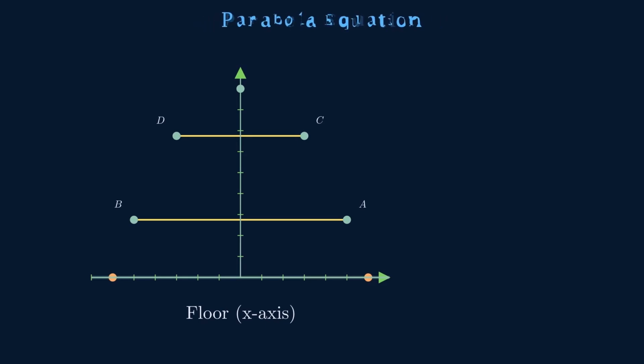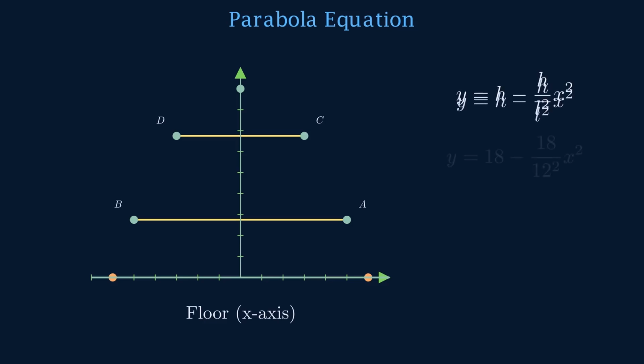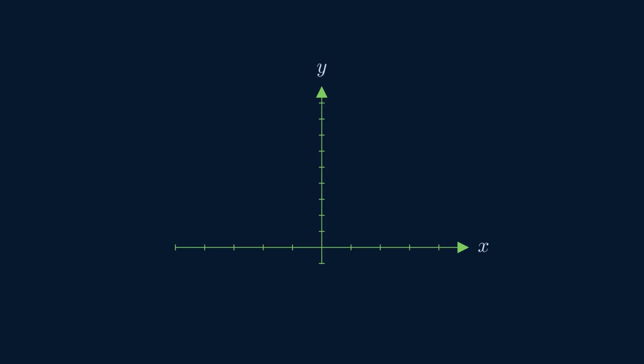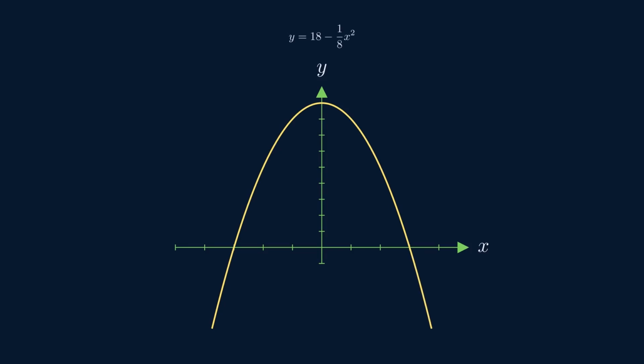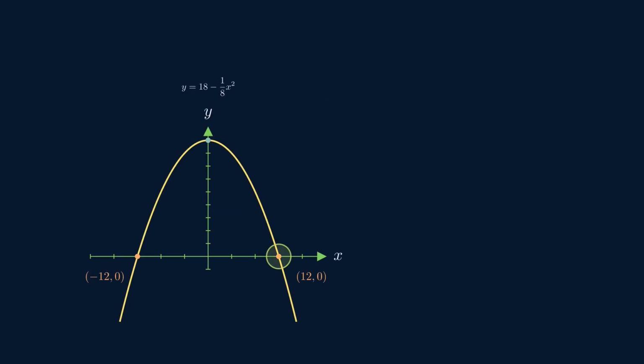Now let's turn this visual picture into math. We start with the standard equation of a downward opening parabola, symmetrical about the y-axis, which has the general form y equals h minus h divided by L squared times x squared. In our case, the parabola touches the floor, the x-axis, at 2 points, -12 and +12 units, since the tunnel is 24 units wide. Therefore, our parabola's vertex is at (0, 18), and we know clearly that at x equals +12 and -12, y equals 0. Plugging these values into our general equation helps confirm and find the constants explicitly.